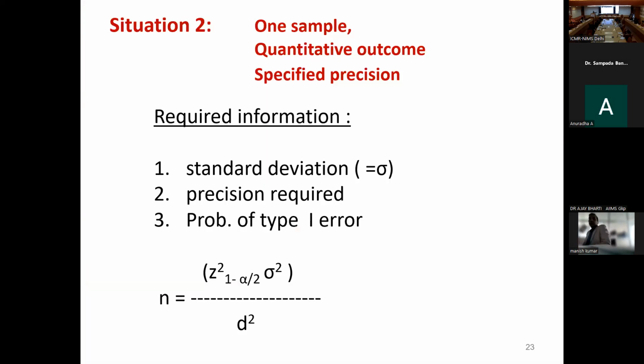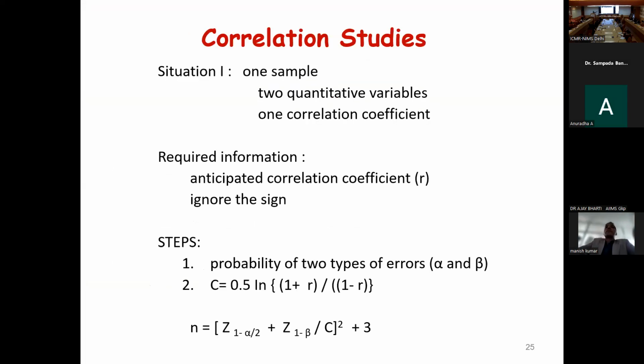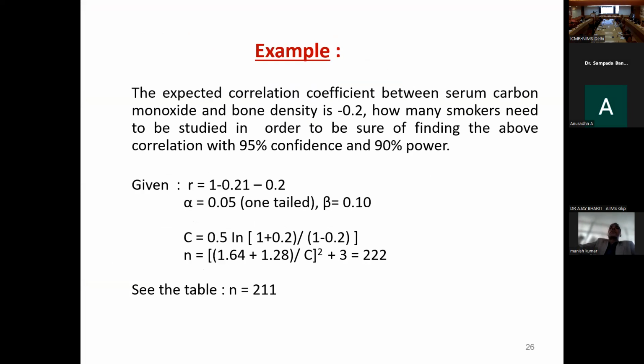Now for quantitative, again, there is some formula. I think I will not discuss this. Next. So this is the example. For this, actually, there is no table. Next. For correlation studies, there is some formula. Go to next, please. There is an example. Use this formula, calculate this, you get 211.